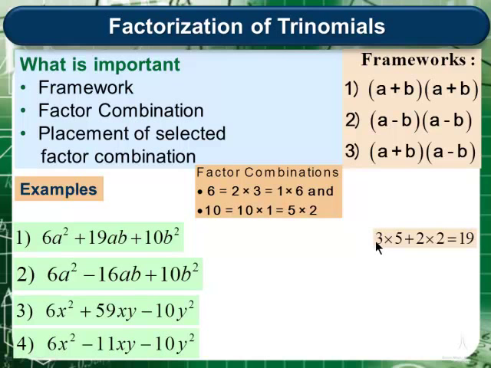I notice that if I take 3 times 5, which is 15, and add to that 2 times 2, I get 19, and 19 is exactly the numerical coefficient of the middle term. And this is most important. We look at the numerical coefficient of the middle term and we decide how can I utilize the factor combinations of 6 and 10 to actually make up this particular value, the numerical coefficient of the middle term. Since I have 3 times 5 plus 2 times 2 is 19, I can utilize it and find the correct combination to successfully factorize this particular trinomial.